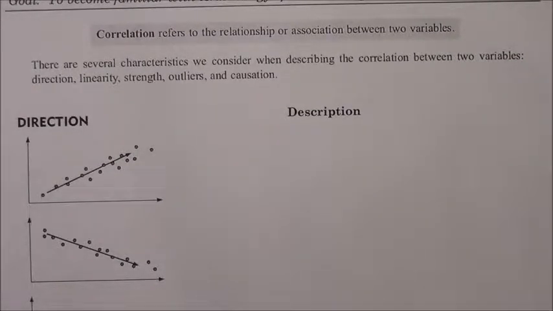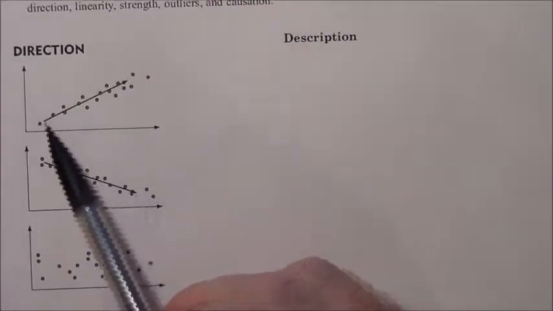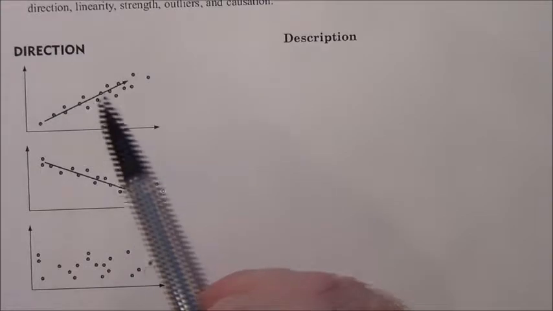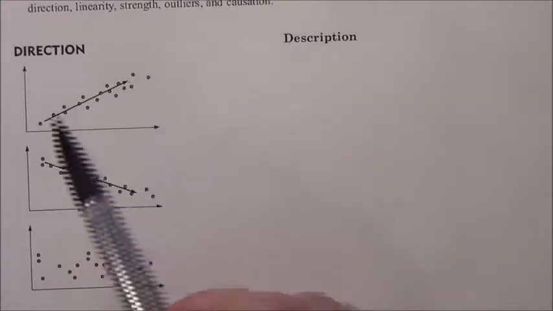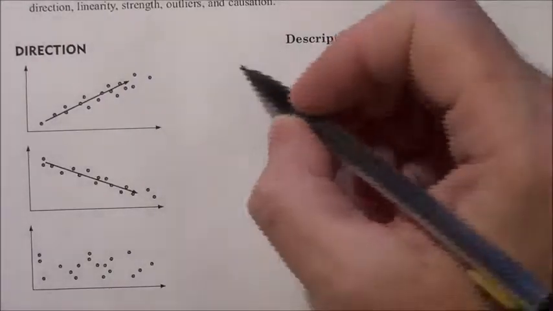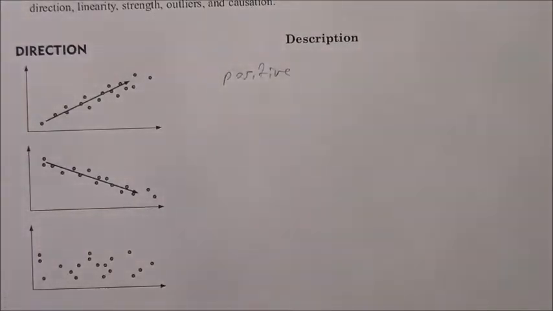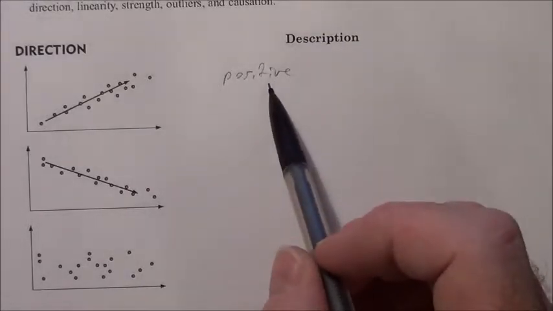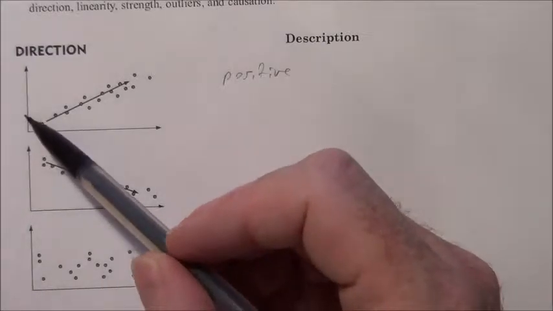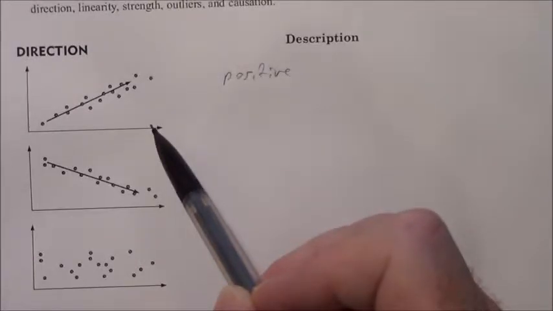So the first thing that we're going to look at is the direction. So when we have a scatter plot where it looks like the trend is going upwards, up to the right, then that description would be positive. Now there's a few more details to that, but we'll look at those in a little bit. When it's a positive relationship, that means that the dependent variable is increasing as the independent variable is also increasing.